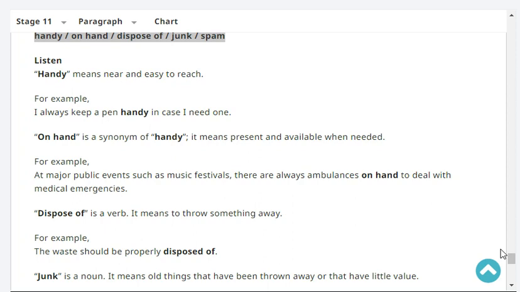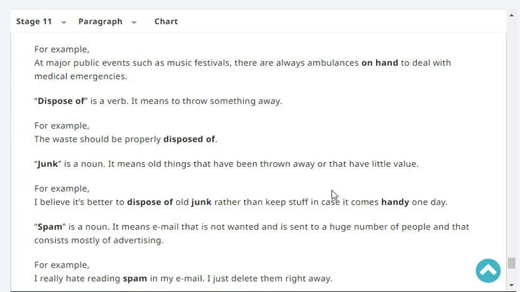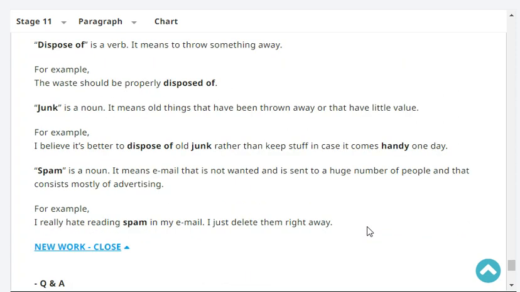deal with medical emergencies. Dispose of is a verb. It means to throw something away. For example, the waste should be properly disposed of. The word junk is a noun. It means old things that have been thrown away or that have little value. For example, I believe it's better to dispose of old junk rather than keep stuff in case it comes in handy one day.